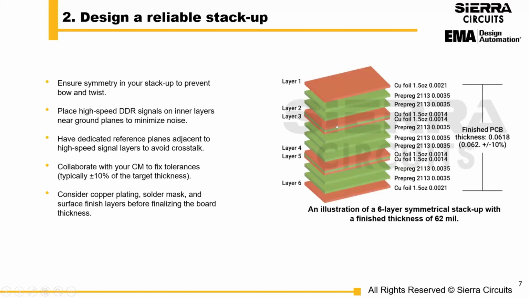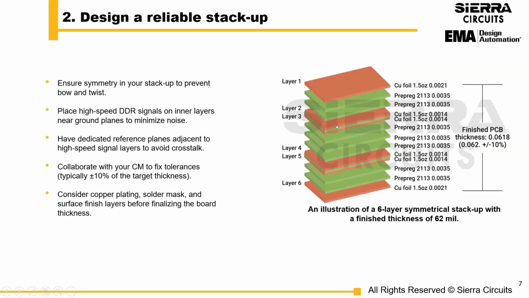Next is to design a reliable stackup design. You can ensure symmetry in your PCB stackup to avoid bow and twist and maintain even stress distribution. An unbalanced stackup usually causes board warpage. You can route your DDR signals near the ground planes to minimize the noise. Have dedicated reference planes adjacent to high-speed signal layers, and this will avoid crosstalk.